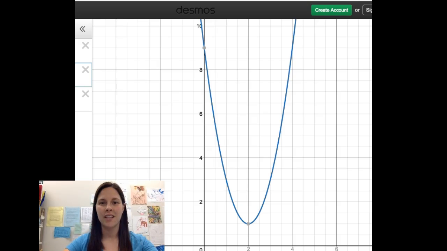Here's the graph of our second equation. And again, we want to determine what the vertex of our equation is, as well as the y-intercept. And in this case, notice that our graph does not cross the x-axis. Our parabola opens up, and the vertex is above the x-axis, so we have no x-intercepts on this one. Our vertex is 2, 1, and our y-intercept is 0, 9.